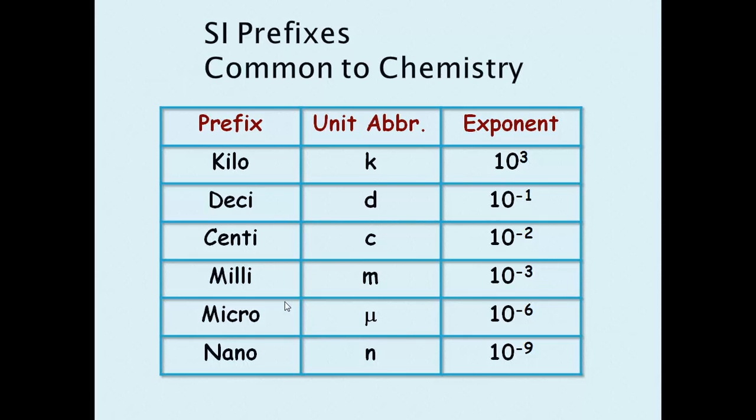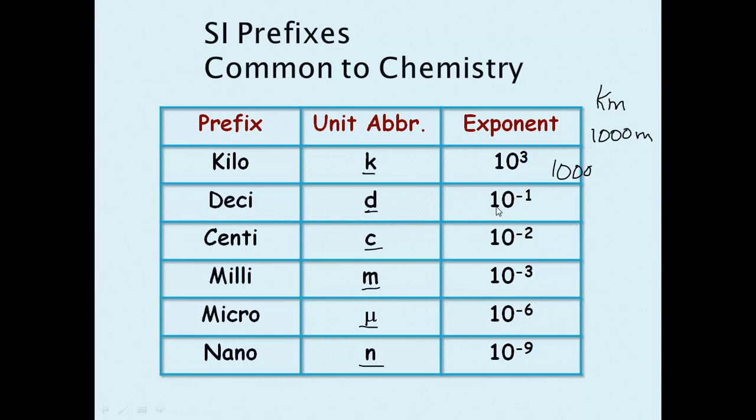The whole premise for the SI or metric system is that every measurement has a base unit, and then we change the value of that base unit by adding prefixes that have a value. Okay, and the prefixes that you should know for this class. Kilo means 10 to the third, or 1,000 of something. So if I have a kilometer, it means that I have 1,000 meters.